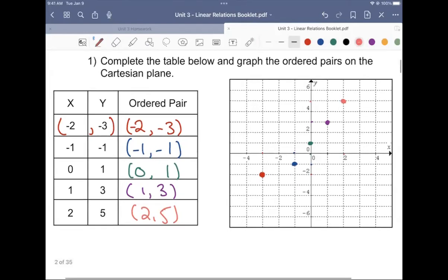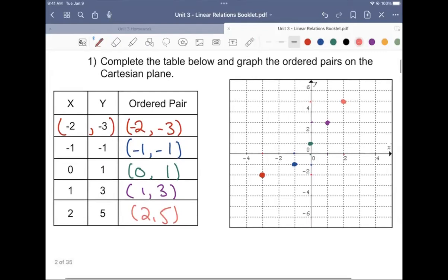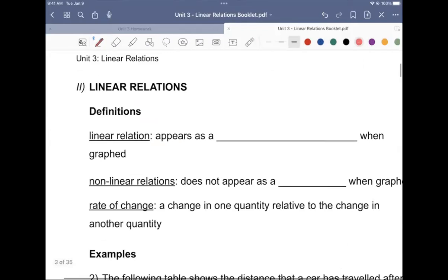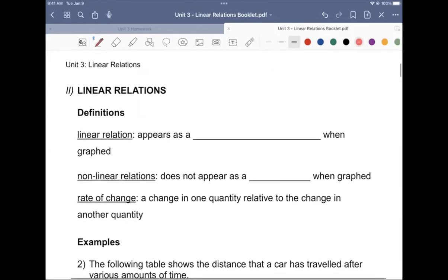Awesome. So now if I move on and I take a look at the next section that we have, we're going to be moving on to linear relations. So the first thing to remember is what a linear relation is. This is anything that appears as a straight line. So this would be a linear relation. We say that it is linear.